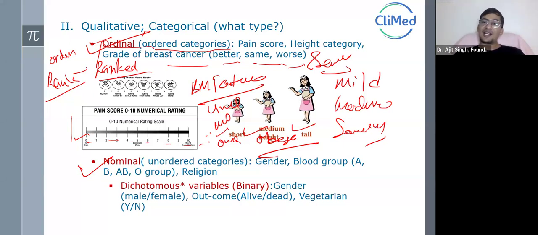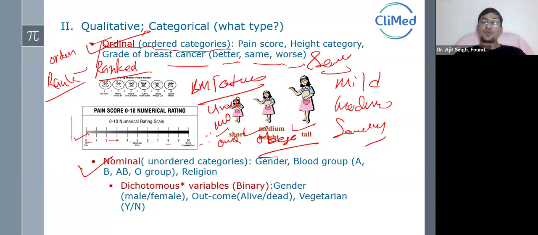Male or female, again, there are only two categories, no rank. Vegetarian, non-vegetarian. We don't know which is rank 1, which is rank 2. There are no ranks. Alive or dead. Hospitalized, non-hospitalized. There is no rank. So there are some categories where there are only two, but these two categories are also not in rank or order, so we call them dichotomous or binary data.